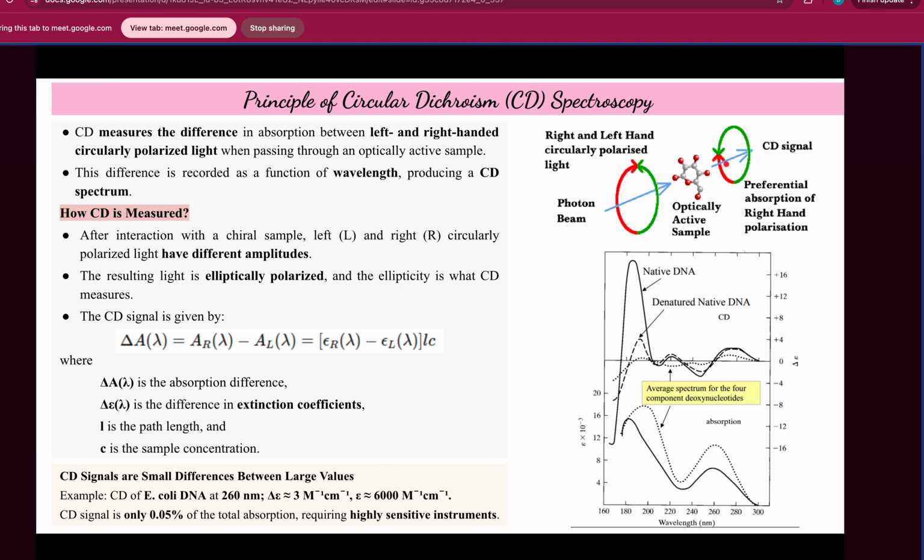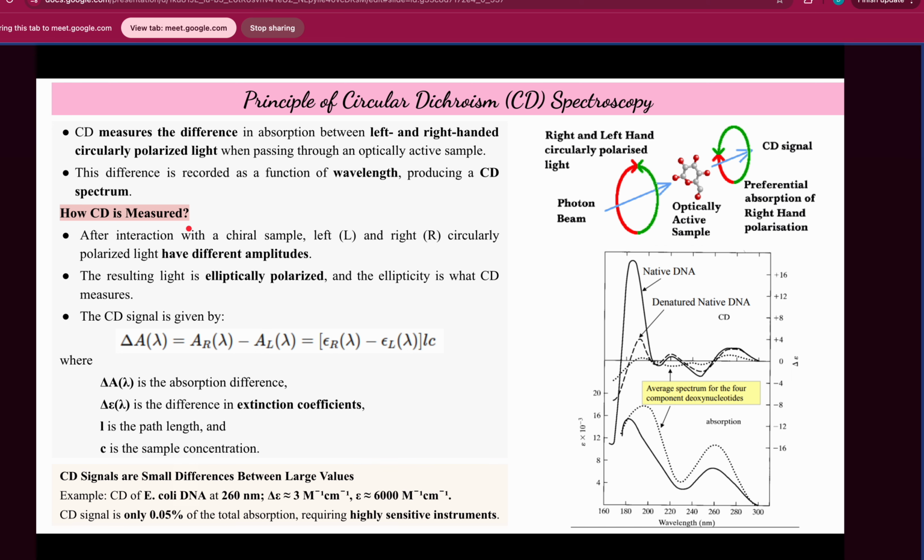Now, if I compare both these components, I'll see a decrease in the right-handed circularly polarized light, whereas the left-handed will increase. This means there is preferential absorption of right-handed polarized light. This tells us the difference among different optically active compounds, because they vary in their absorption of both of these. Depending on the preference, they will absorb right- and left-handed circularly polarized light variably. So this is the principle of CD spectroscopy. This is how we can differentiate among different molecules.